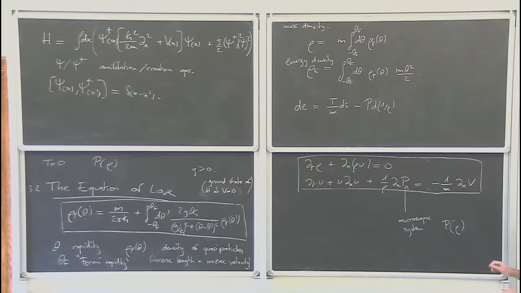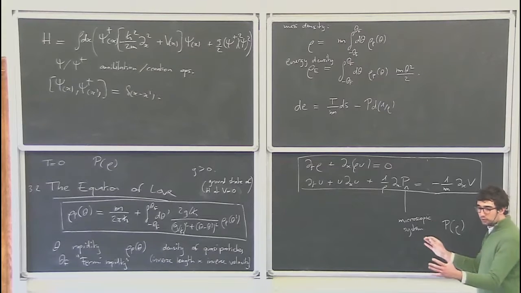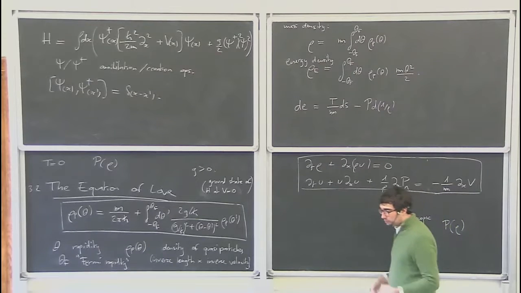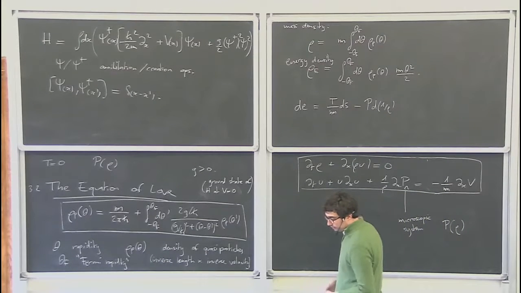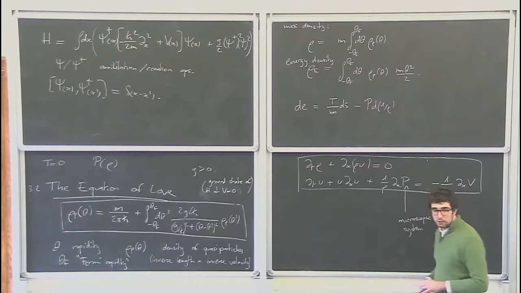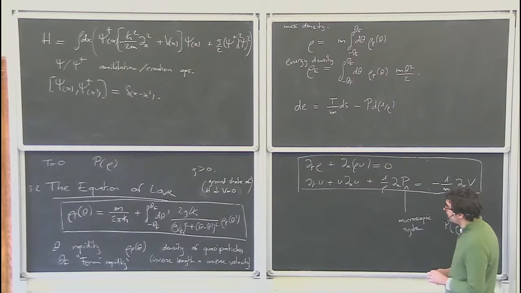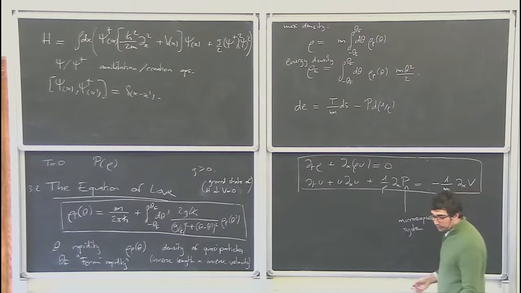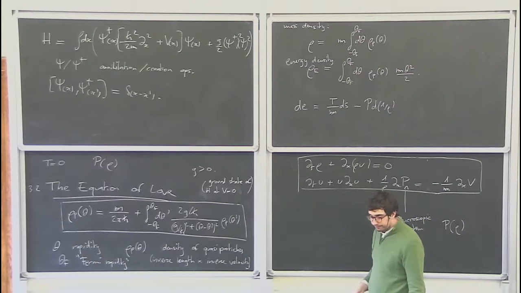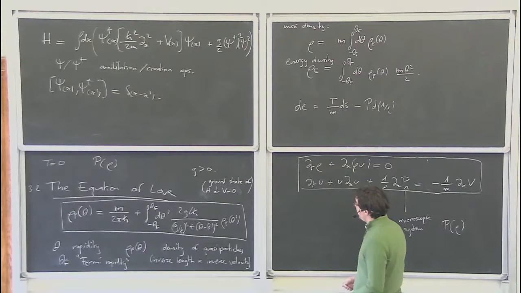Yes, so Euler scale is the zeroth order. If you want to include gradient corrections, then it's beyond Euler, and then this equation would look more like Navier-Stokes. All right. So now.